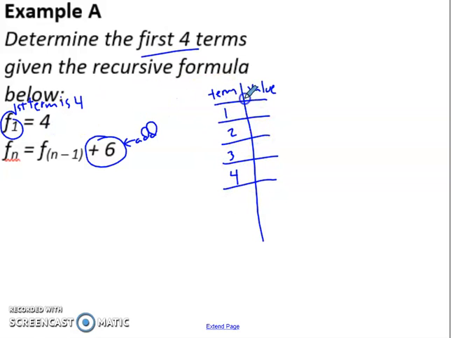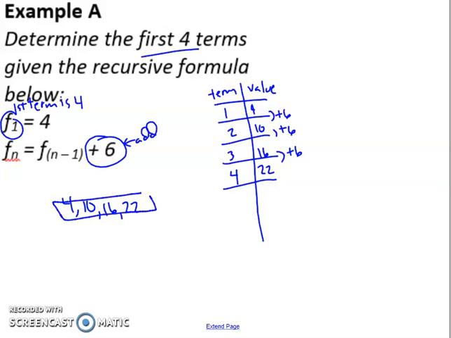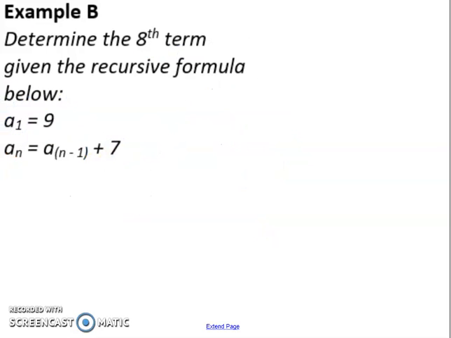All right, I know I start at 4. And then it says my pattern is add 6. So 4 plus 6 is 10. 10 plus 6 is 16. 16 plus 6 is 22. So my first 4 terms are 4, 10, 16, 22. That was a horrible box. Make yours nicer, please. All right, so that's all you do with recursive. Don't overcomplicate it. Let's look again.